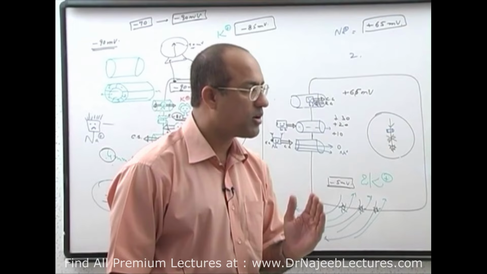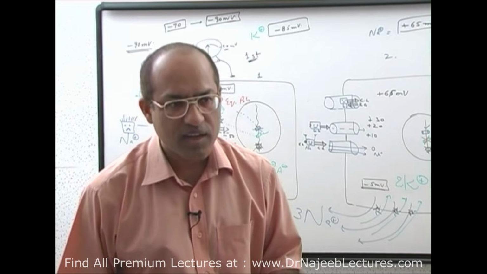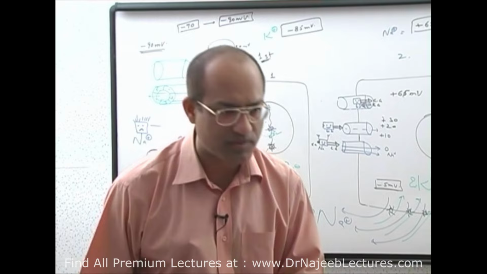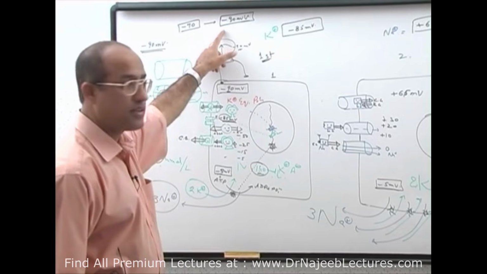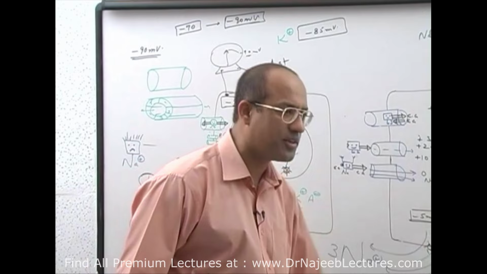Most of the cells which are electrically resting, when cells are not electrically stimulated, have a resting membrane potential of about minus 80, minus 90, minus 70. Is that right? You tell me, this resting membrane potential, which is present in almost every cell, is it more near to the equilibrium potential of potassium, or more near to the equilibrium potential of sodium?